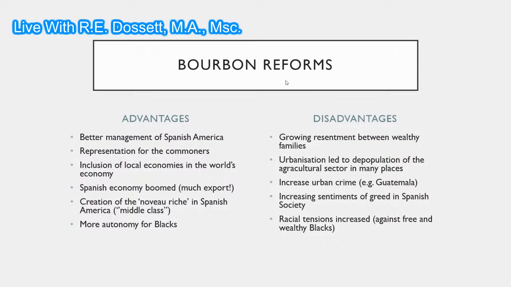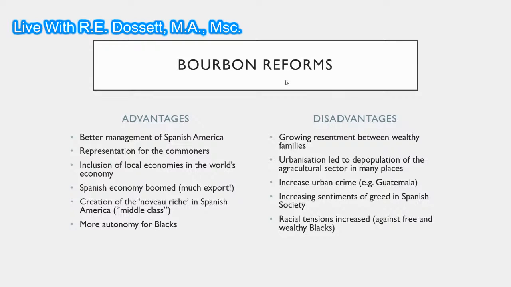of people that were not noblemen, but they had a lot of economic relevancy, so they mattered in economic and political decision making, and there was more autonomy for black folks. There was also another thing. Slavery was not abolished, but blacks, even when they were slaves, had more economic say because of the reforms. But there were also obvious disadvantages to this. Now, let's talk about the disadvantages.